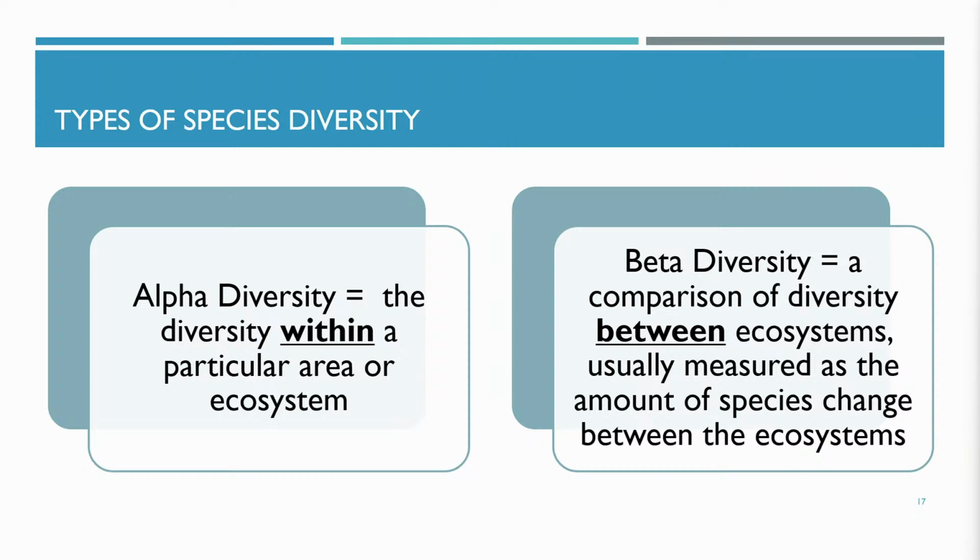So beta diversity is a comparison of the diversity between two different ecosystems. And so the ecosystems can be two different humans, or they can be two completely different ecosystems in the environment.